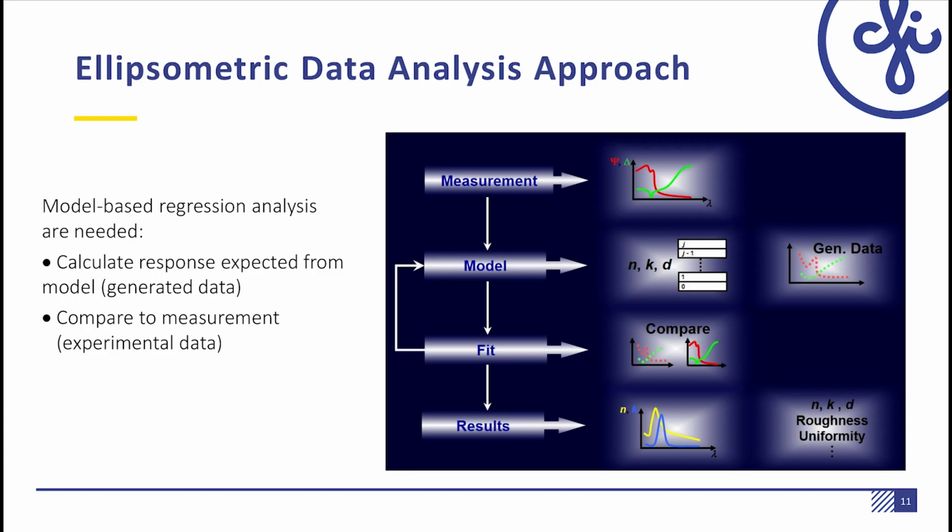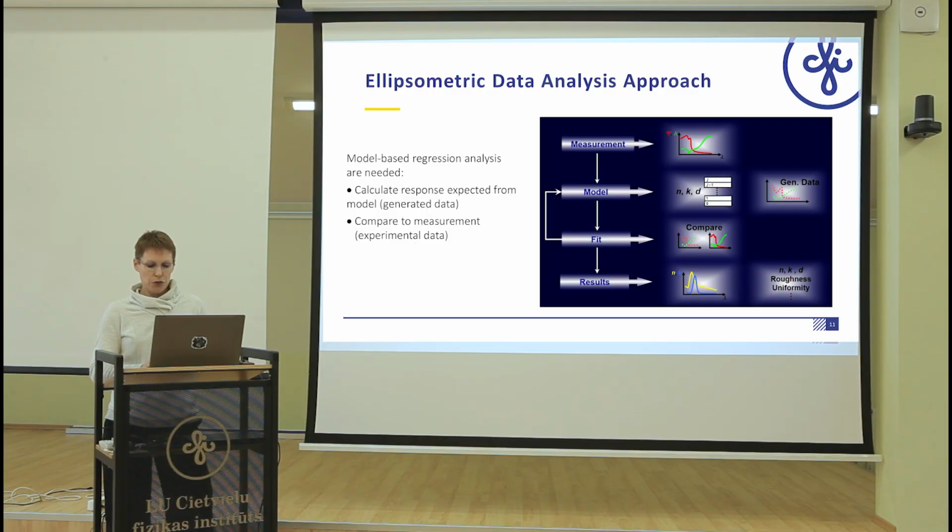Then we perform the model creation. It is a physical model constructed using parameters such as optical properties of our sample, thickness, roughness, and any inhomogeneities or anisotropy in the case of anisotropic samples. This model is used to simulate the experimental optical response, to generate the data.